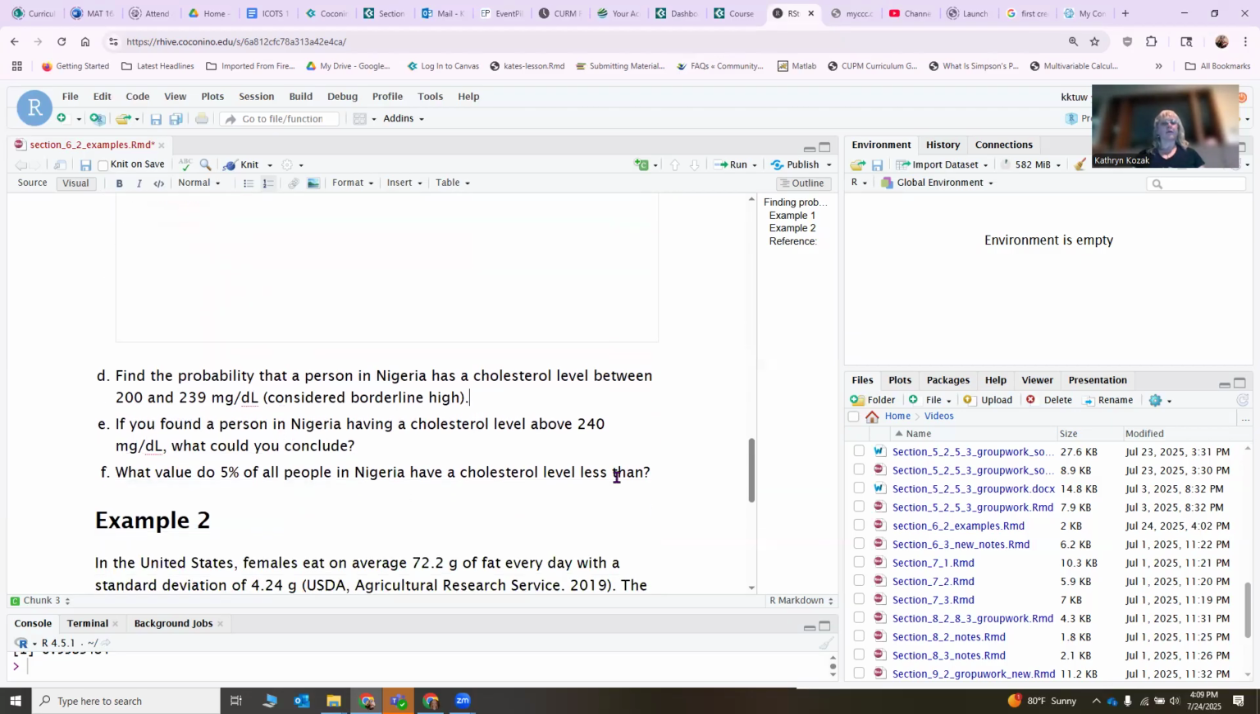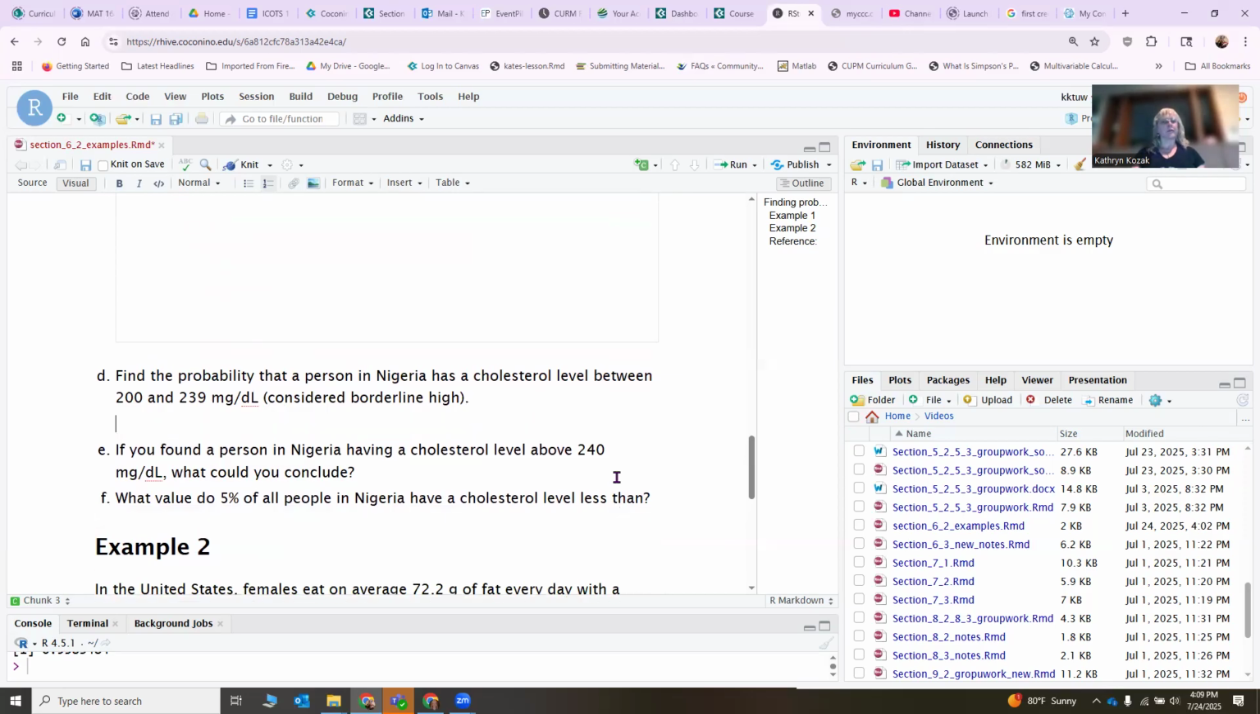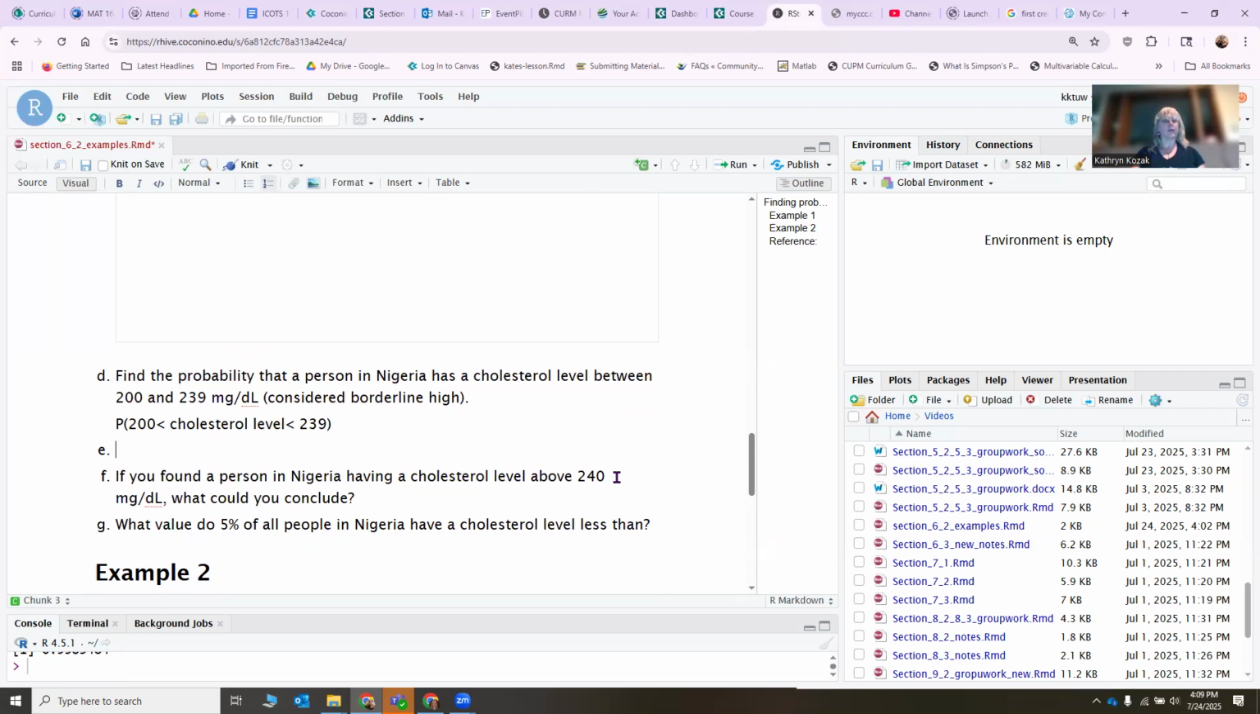Now find the probability the person in Nigeria has a cholesterol level between 200 and 238. It's considered borderline high. So 200 is the lower. Then the cholesterol level is somewhere between there. And it's going to be less than 239 because we're between those two values.